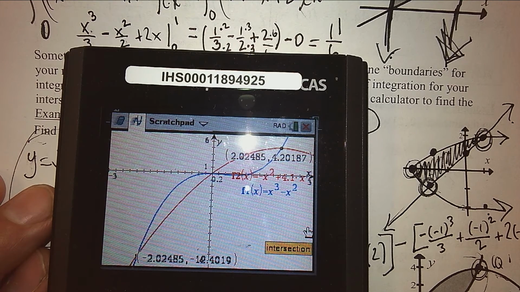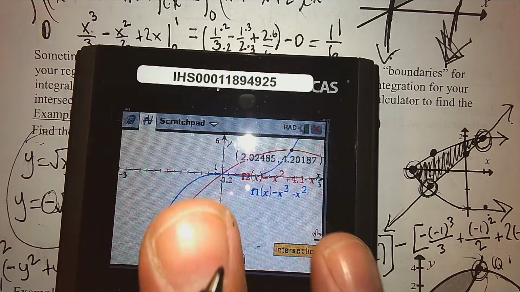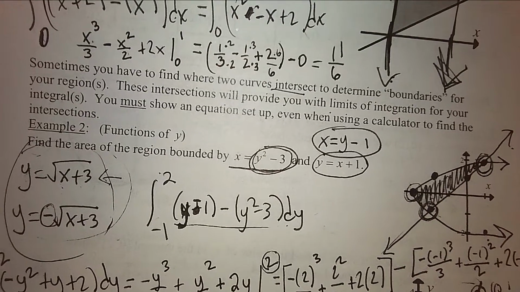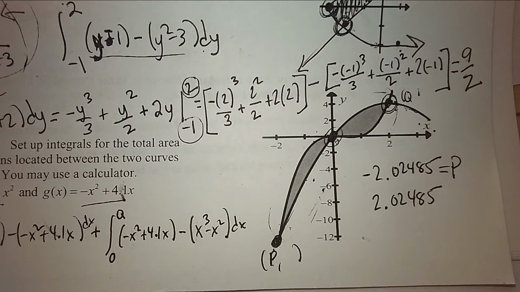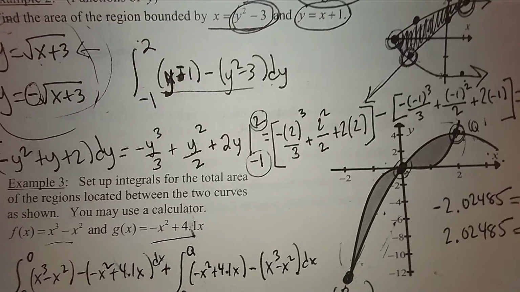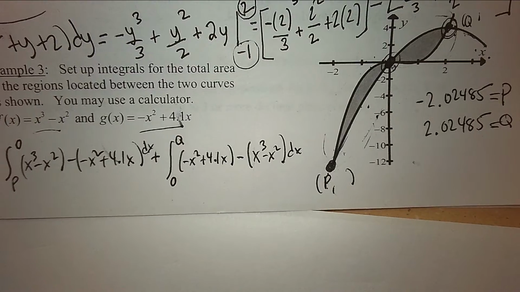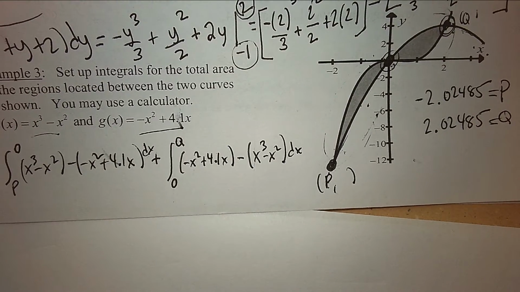Now I can integrate from bound to bound using those x numbers. Notice I wrote down those bounds, -2 to +2. So now I actually know what p equals, and this is what q equals. For my setup, if I had to write the setup as well as use my calculator, I make sure that number goes in for p and that number goes in for q.